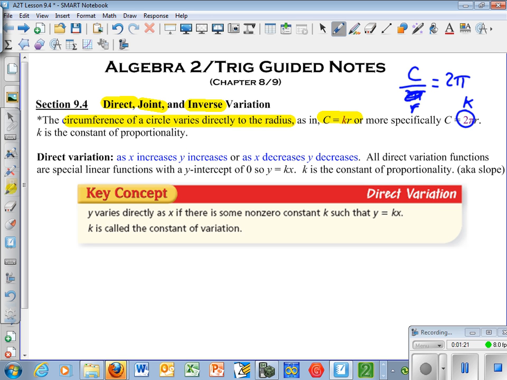With direct variation, as x increases, y increases, or as x decreases, y decreases. What that means is the variables do the same thing. All direct variation functions are linear functions that go through the origin, or a y-intercept of 0, and the general form we use is y equals kx. k is what we call the constant of proportionality. With direct variation, it's also known as the slope.